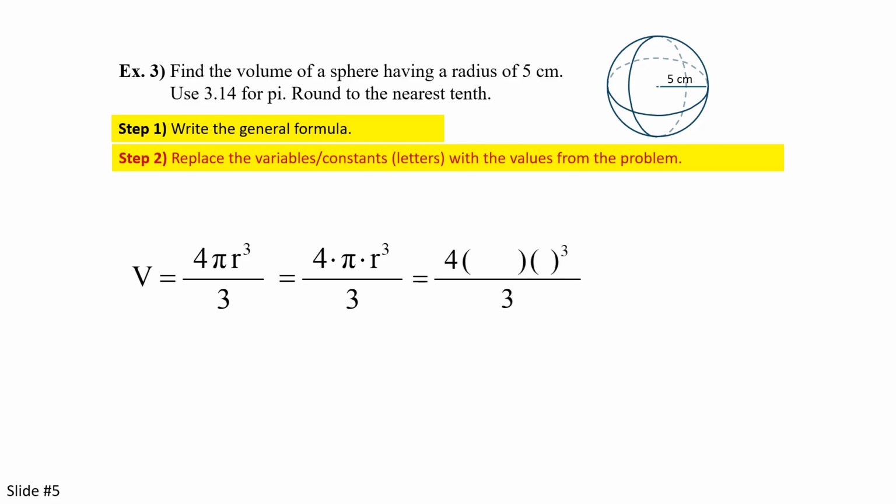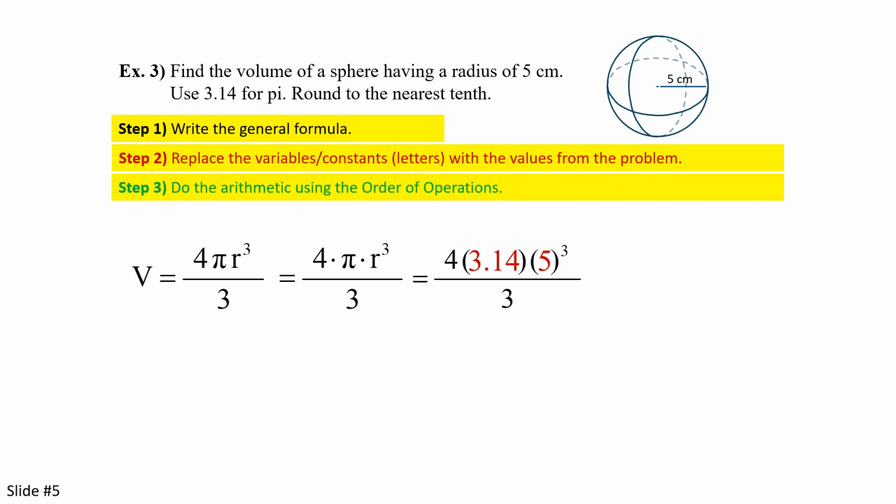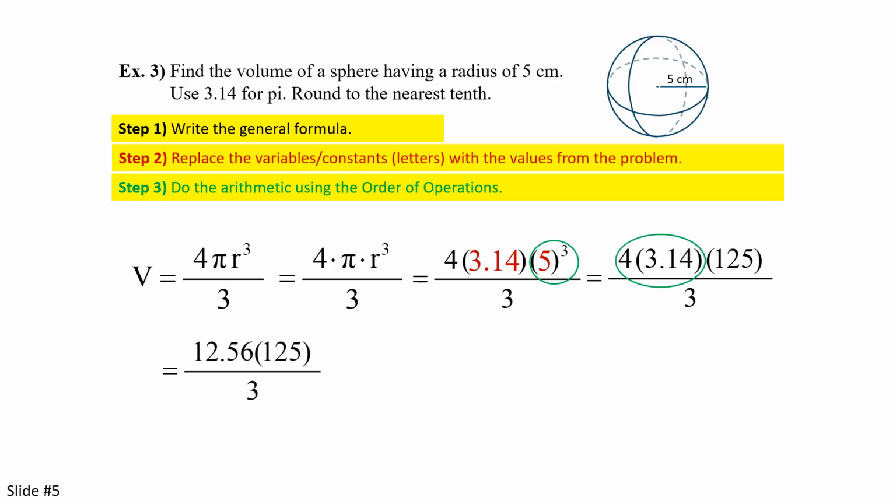So we plug in the values. Step 2, replace the constants and letters with the values from the problem. Pi we're told is 3.14. The radius we can clearly see is 5. Step 3, do the arithmetic using the order of operations. 5 to the third power gives us 125, so 4 times 3.14 times 125, all over 3. 4 times 3.14 gives us 12.56. Then we multiply that times the 125, which gives us 1570 over 3.